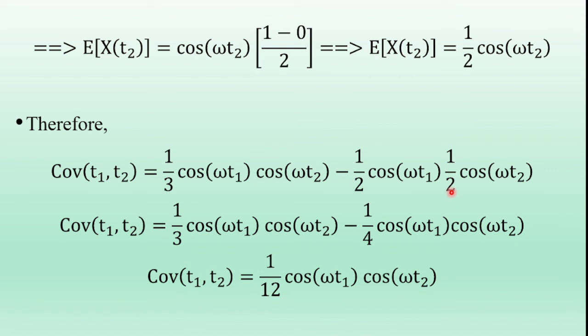Now take the LCM, which is 12. After taking the LCM, the numerator is 4 cos omega t1 cos omega t2 minus 3 cos omega t1 cos omega t2, which is equal to cos omega t1 cos omega t2 by 12. So this is the autocovariance of the random process x of t.